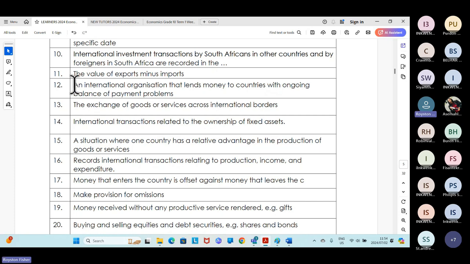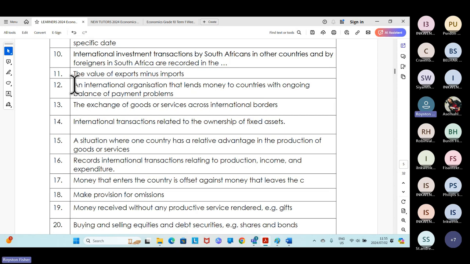Number 12, an international organization that lends money to countries with ongoing balance of payment problems. And that is where the International Monetary Fund comes in now for number 12. So now we can acknowledge Santa Kraal for your correct answer. St. Andrews, thank you for your correct answer.